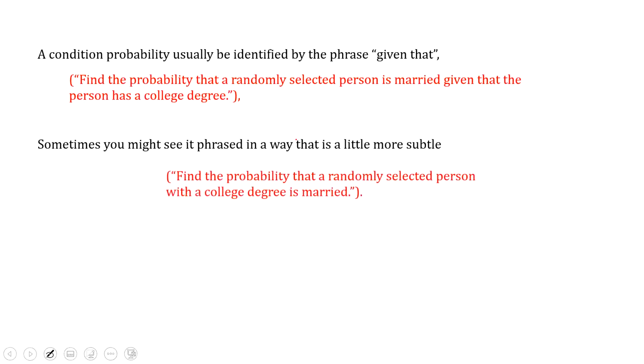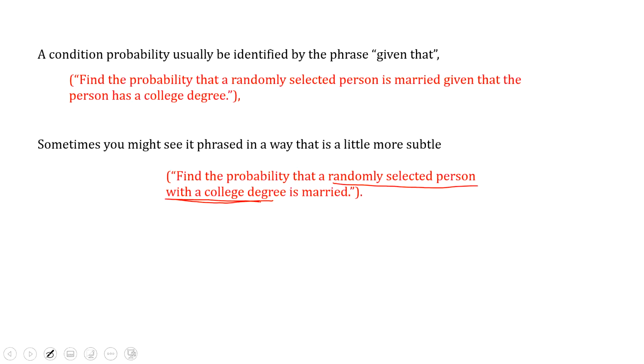That would look like, find the probability that a randomly selected person with a college degree is married. Now they're telling us they're still going to randomly select a person. We have it in our sentence. We're randomly selecting a person, but we're only randomly selecting from people with a college degree. So the sentences are asking the same thing. We're looking at the people with a college degree. We're trying to find the people that are married.